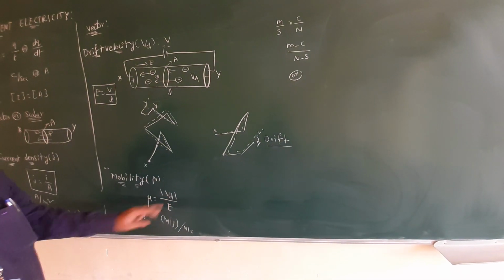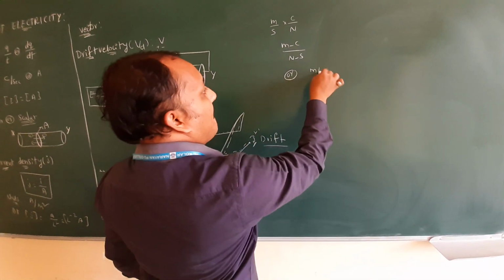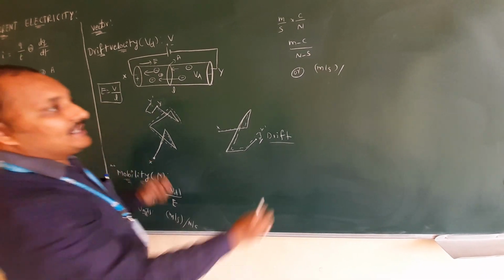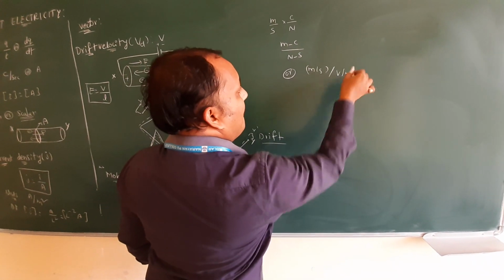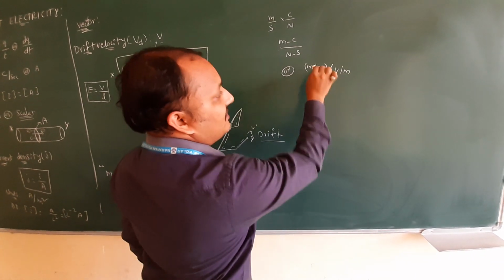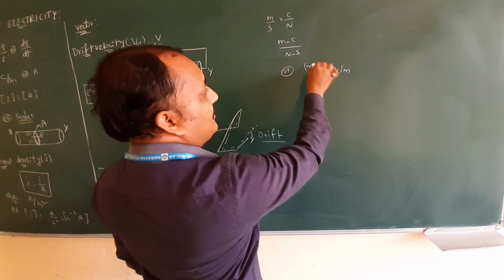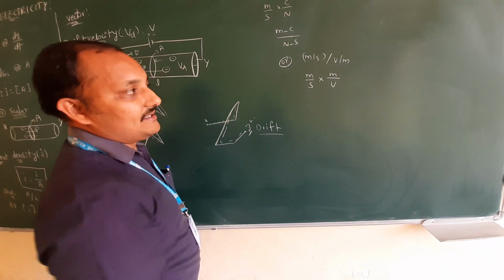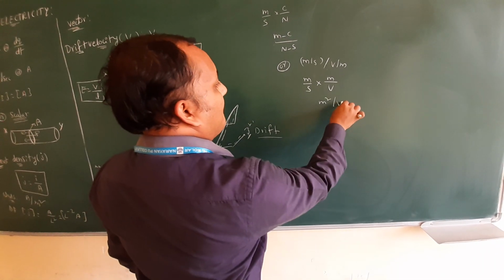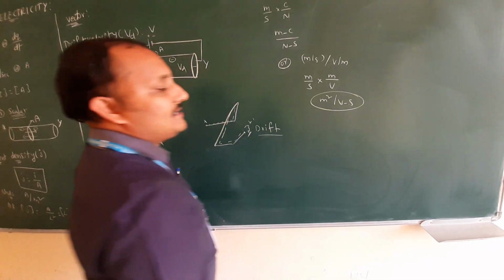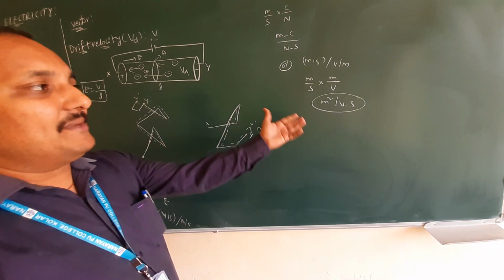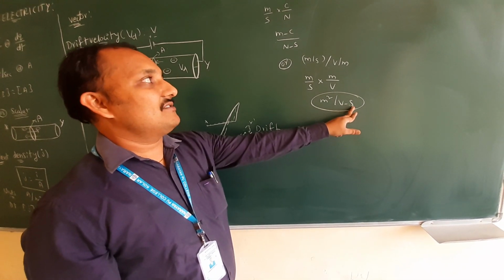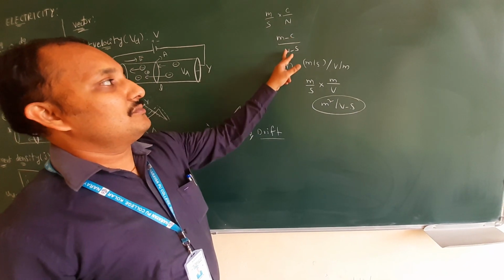Or another unit: how will we write it? Velocity unit is the same, meter per second. Electric field intensity unit is volt per meter. Then how will you write it? This meter goes to the numerator, and we write like this: meter square per volt second. This is the unit. You can write the dimension formula also, using the dimension formulas of meter, voltage and seconds, or of meter, coulomb, Newton and second.